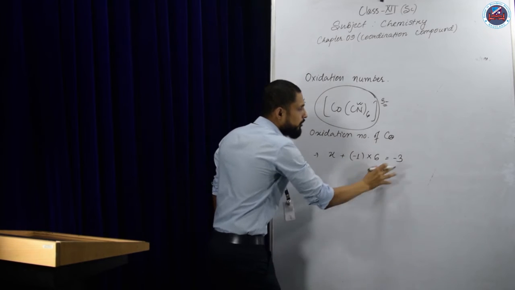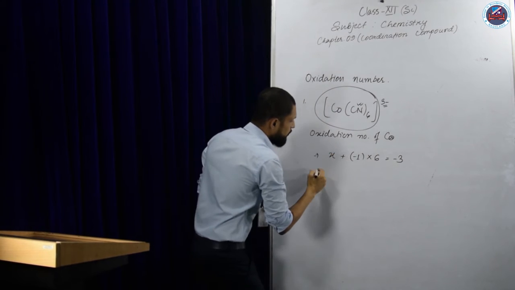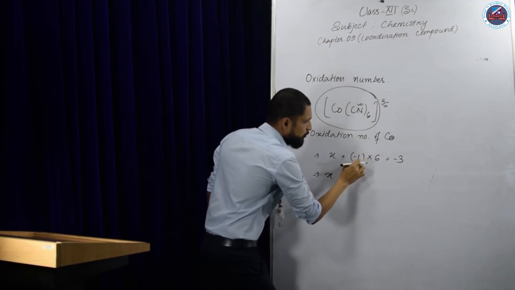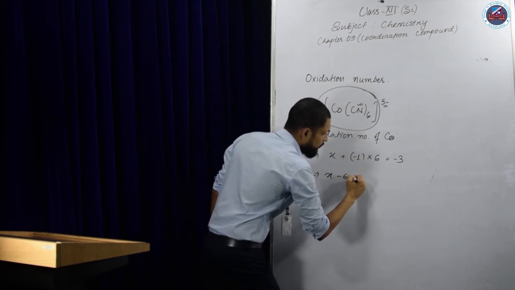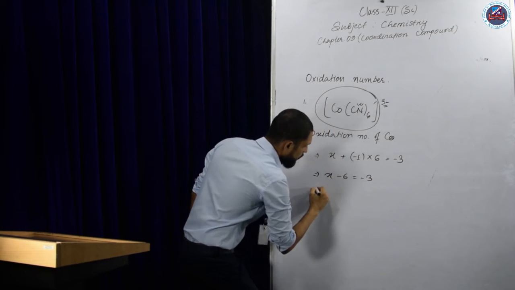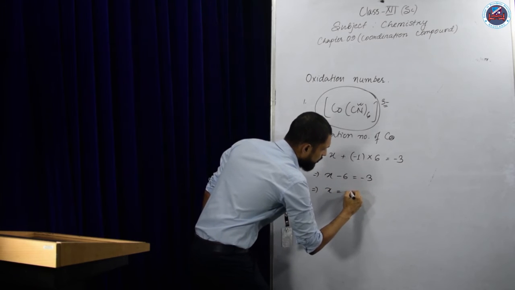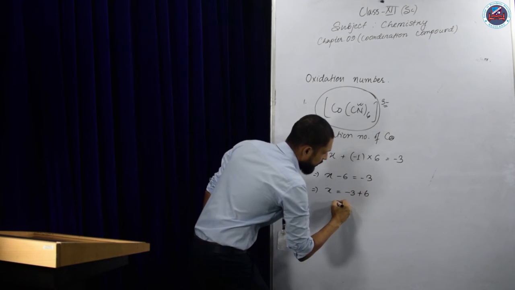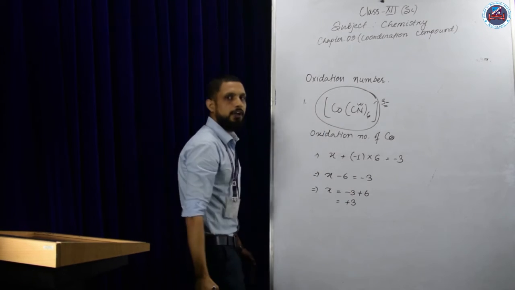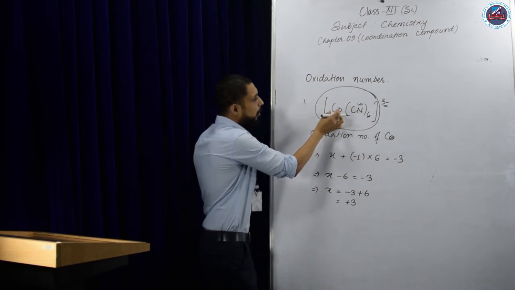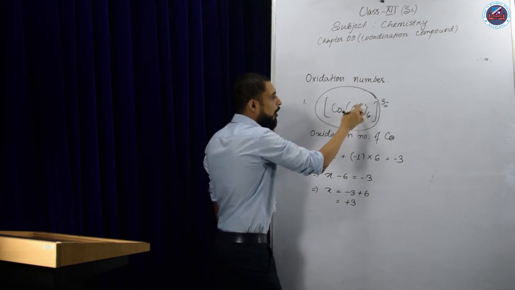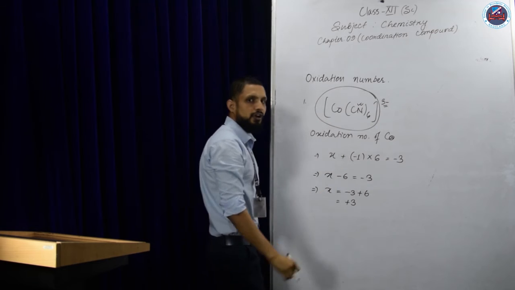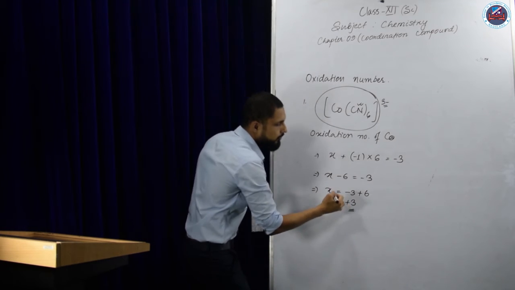Now we'll solve this equation for X. So X plus (-1 multiplied by 6) gives X minus 6 equal to -3. So X will be equal to -3 plus 6, that is +3. So the oxidation number of cobalt in the complex [Co(CN)6]3- is +3.